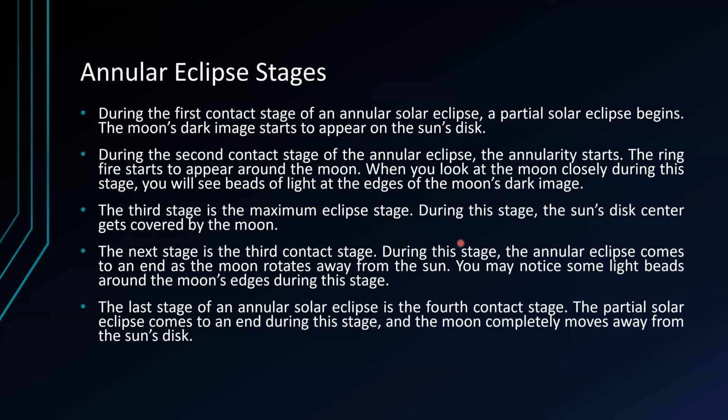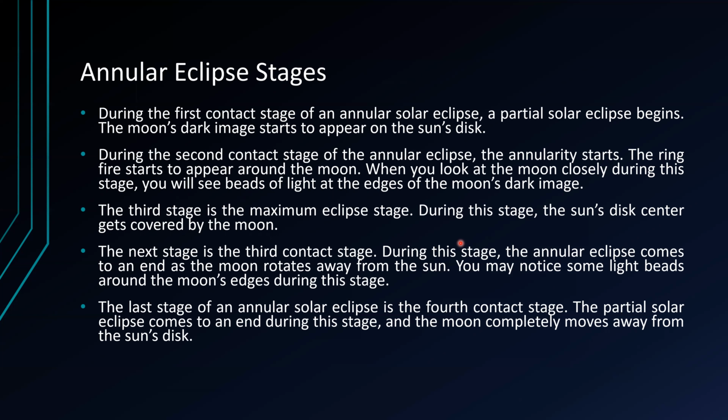So kind of segueing here back to some terms we saw on a picture a second ago, are the various eclipse stages. These apply both to annular eclipses and to solar eclipses. They are aptly named the first contact through the fourth contact.